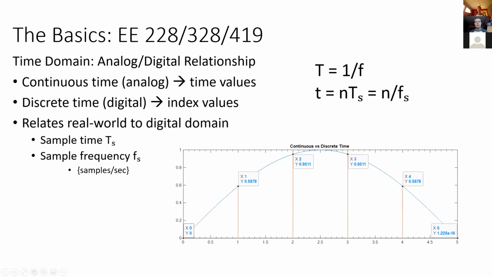And so in order to relate the real world time to the digital domain, you have this sample time and sample frequency, which is obviously just 1 over the sample time. Yeah. It's actually the sampling interval, but anyway, sampling period.